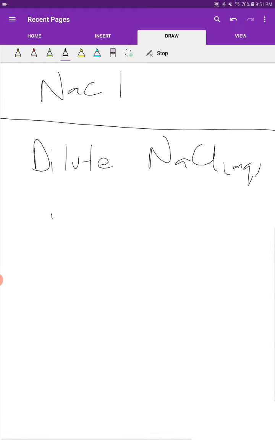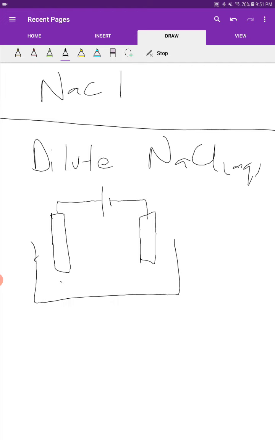We're going to set up our electrolytic cell. We have our battery, our electrodes, and our electrolyte. Remember that the electrode that's connected to the positive terminal of the battery, that's called our anode. And the electrode that's connected to the negative terminal of the battery is called our cathode.